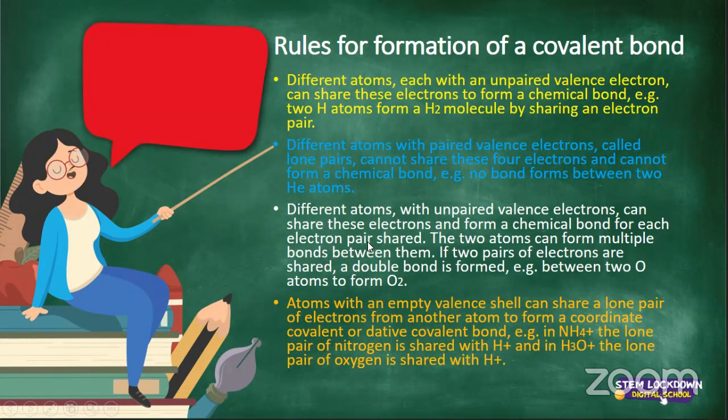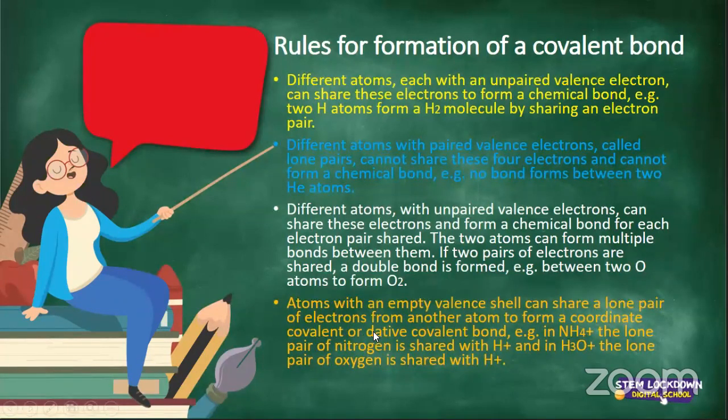Right. Different atoms with unpaired valence electrons can share these electrons and form a chemical bond for each electron pair shared. So two atoms can form multiple bonds between them. For instance, an oxygen molecule can be formed by two oxygen atoms that have a double bond, right?